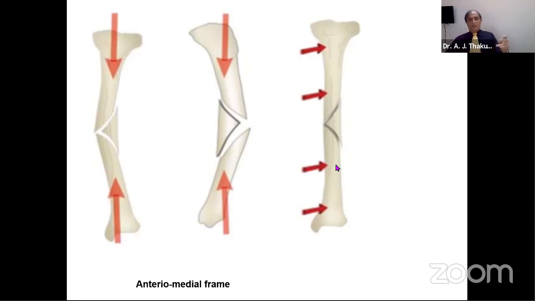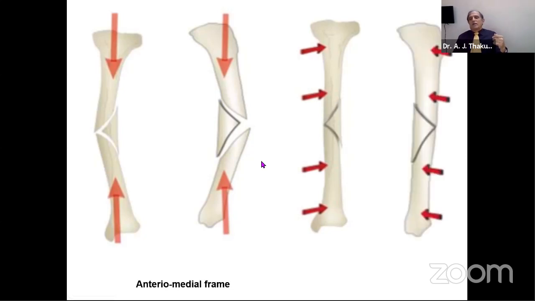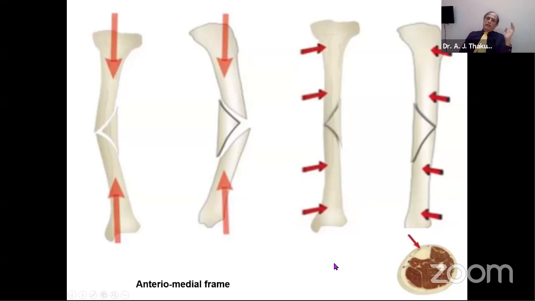It will work best if the butterfly is like this on the lateral side. So it would work very well there. And you can see this cross section of the tibia. You have got plenty of bone available, which is subcutaneous and easy to insert on the medial side, and you can get this anteromedial plane. So for force acting from anteromedial to posterolateral side, you apply the frame on the anteromedial side.